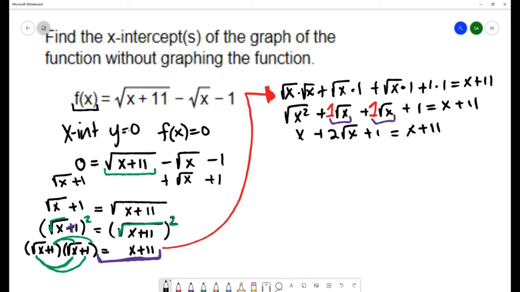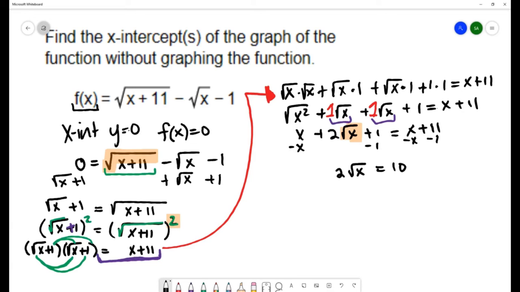And now what we want to do is recognize that there is still a radical in our problem. So remember what we did here, we got rid of this radical by squaring both sides. We have to do that process over again. So we're going to isolate that radical and then square both sides to get rid of it. So I'm going to subtract 1 on both sides, subtract x on both sides. That leaves me with 2 square root of x on the left and 10 on the right.